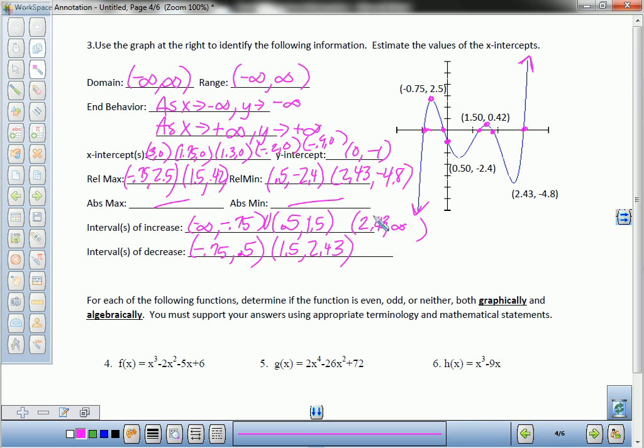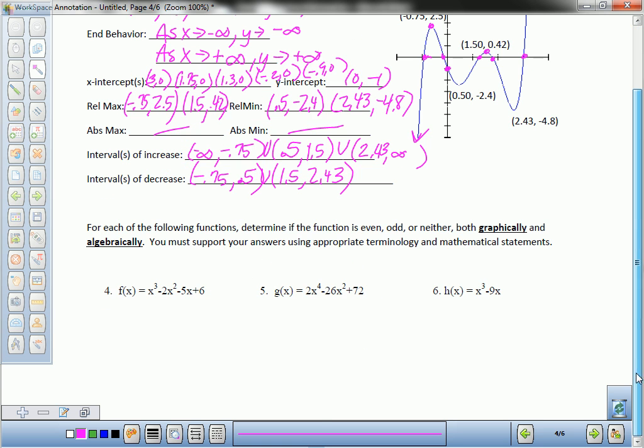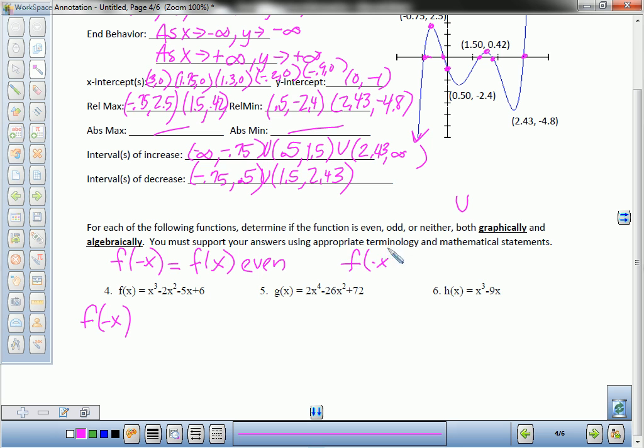All right, so we have multiple intervals over which it's increasing and decreasing, so we should connect those with the union symbol. The union symbol is the U. So when you have multiple intervals, you connect them with the union. All right, algebraically, you have to show that if you plug in negative x and you get out the original function, it's even. If you plug in negative x and you get out the opposite of the entire function, it's odd. These are the things we're looking for. All right, so here I plug in a negative.